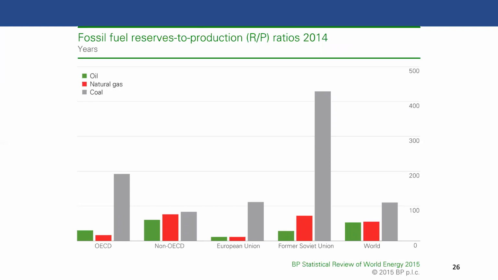Okay, and so what do these ratios look like? In 2015, there was a statistical review. They do this every year. BP, which is one of the big oil companies, released this report where they estimate what the R/P ratio is, in other words, how long you can last with the reserves compared to how much is being used. And they do this for all three of your general fossil fuel resources: oil, natural gas, and coal.